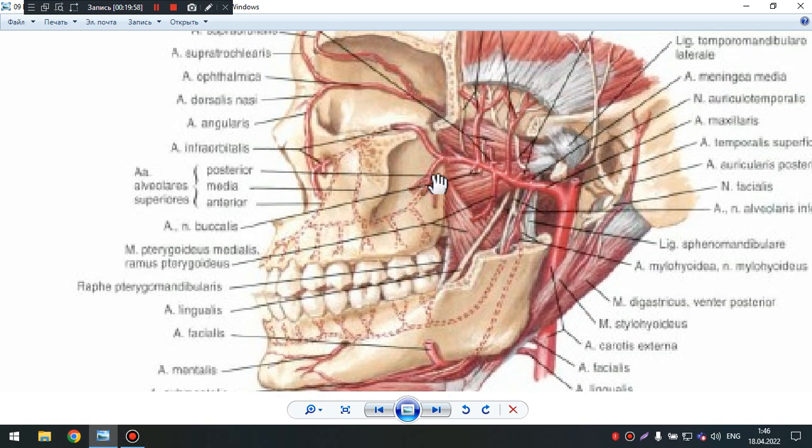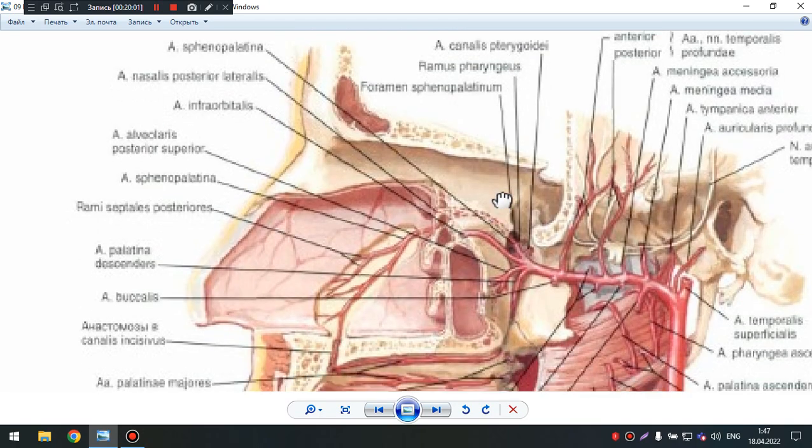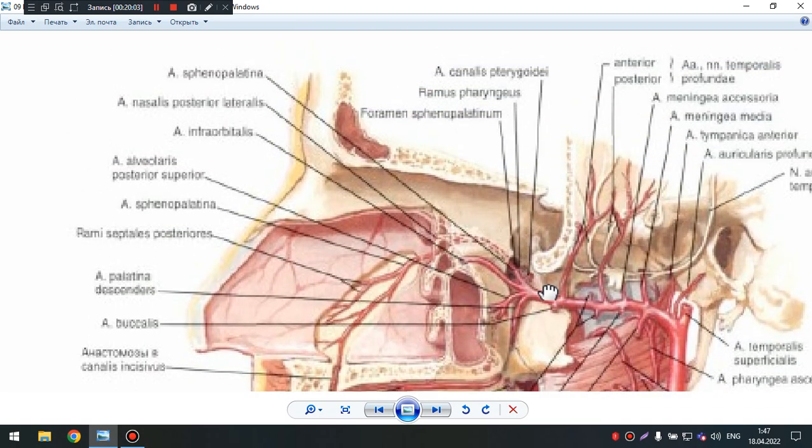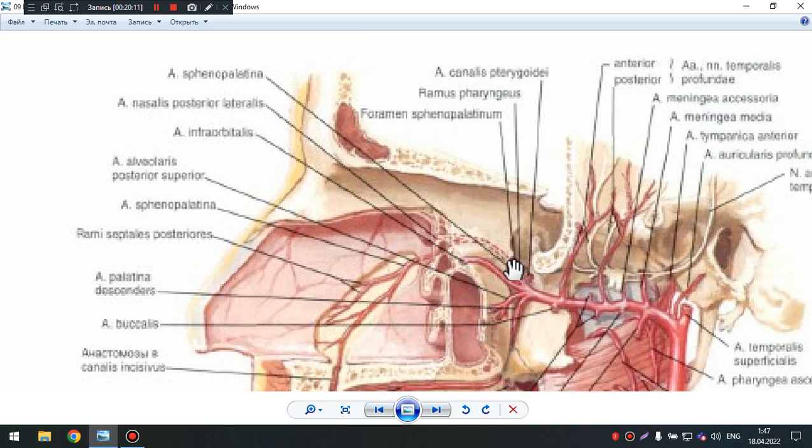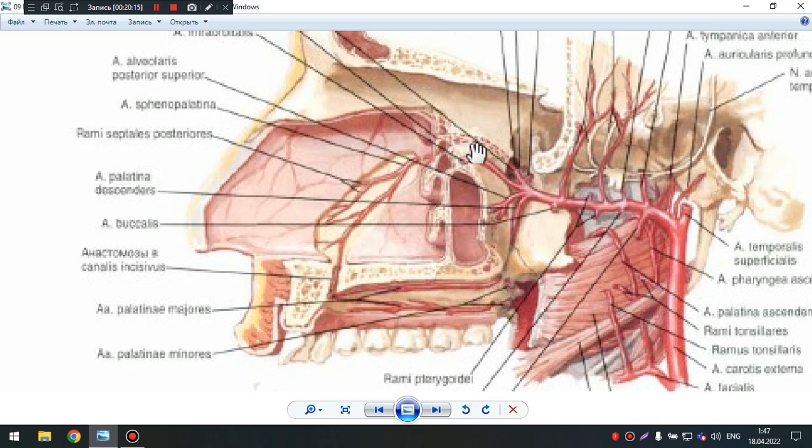The next artery is the sphenopalatine artery, which through the sphenopalatine opening directs from the pterygopalatine fossa into the nasal cavity. Blood supplies the lateral wall, posterior two thirds of the lateral wall, and the nasal septum.